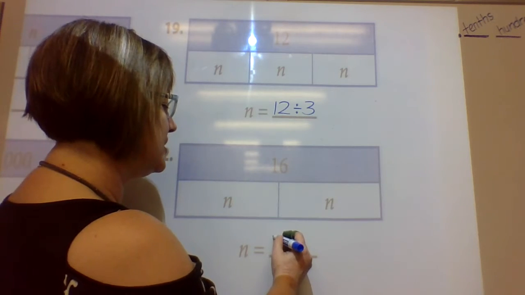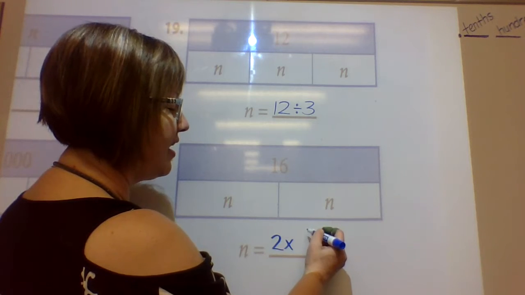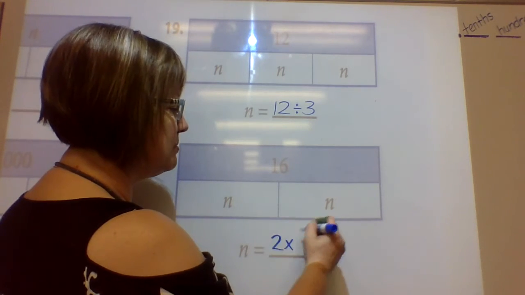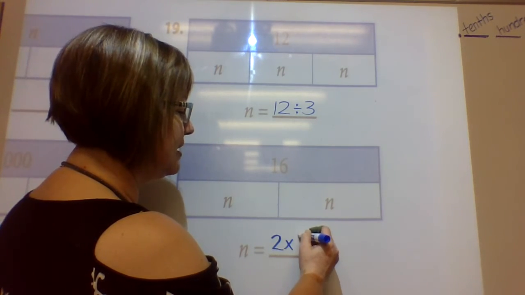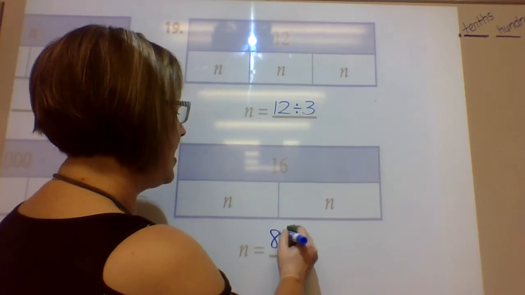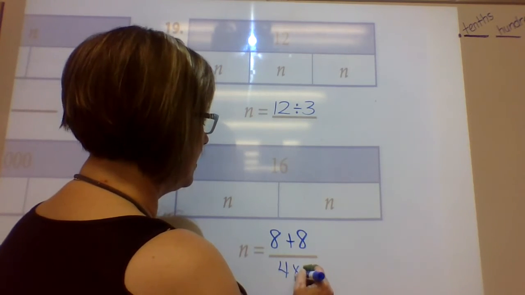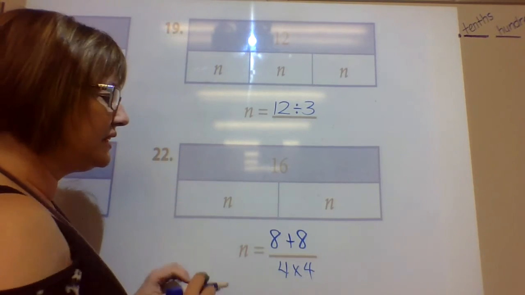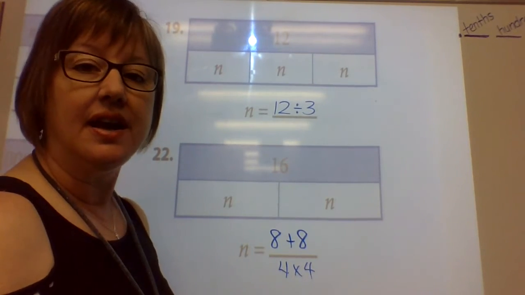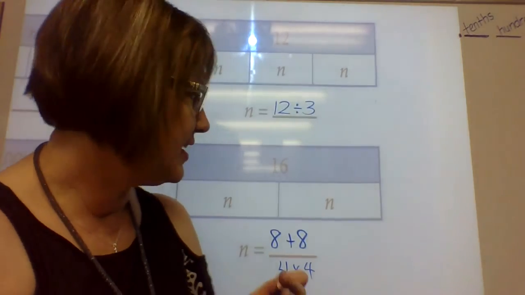So you get to choose. You can either go 2 times, that would be 2 times, no. This has to be 8 plus 8. 8 plus 8 equals 16. Or it could be 4 times 4. Either one of those equals 16, but it makes the letters have to be the same number. So there is a little bit more thought in that than I thought.